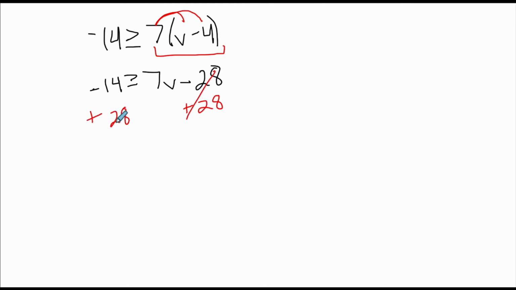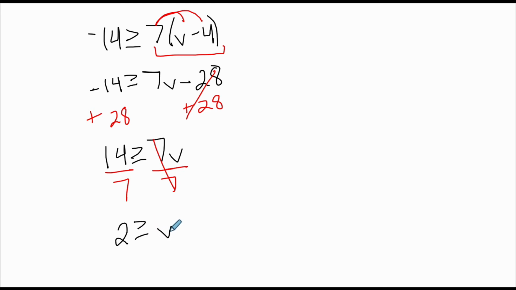That's the inverse of minus 28. And that's going to get me to, on the left side, positive 14. Why? Negative 14 plus 28 is positive 14. Is greater than or equal to 7 times v. And then my last step here is to divide by 7 and divide by 7. So I'll end up with 2 is greater than or equal to v. If you wanted to, you could flip the order of it so that the variable is first. So that would state v is less than or equal to 2.